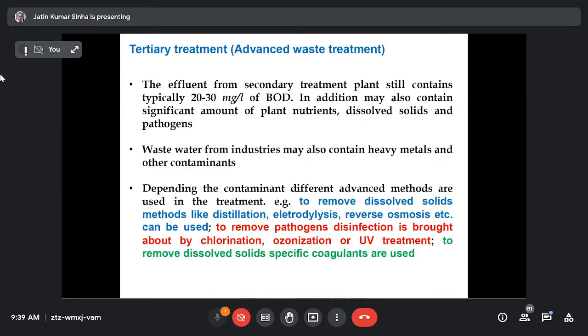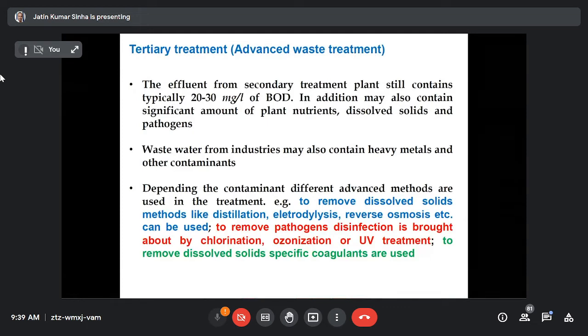The other methods are electrodialysis and reverse osmosis. And to remove pathogens, disinfection is brought about by chlorination, ozonization, or UV treatment. If you see the advanced RO system that we have in our home, at the end we have this UV lamp. The job of this UV lamp is just to kill those pathogens. Because if you expose these pathogens to the UV range of radiation, it just kills those bacteria.